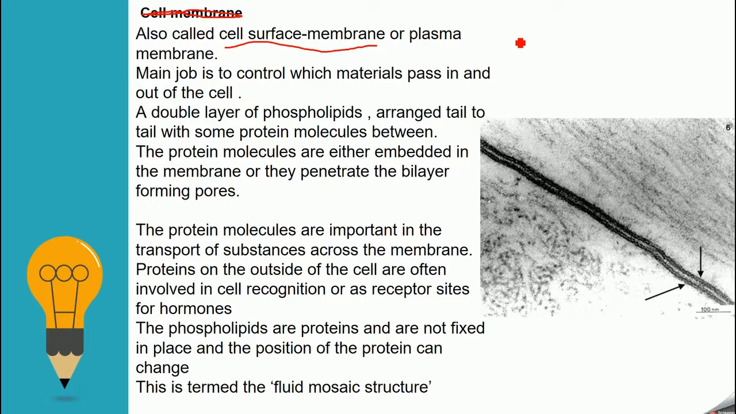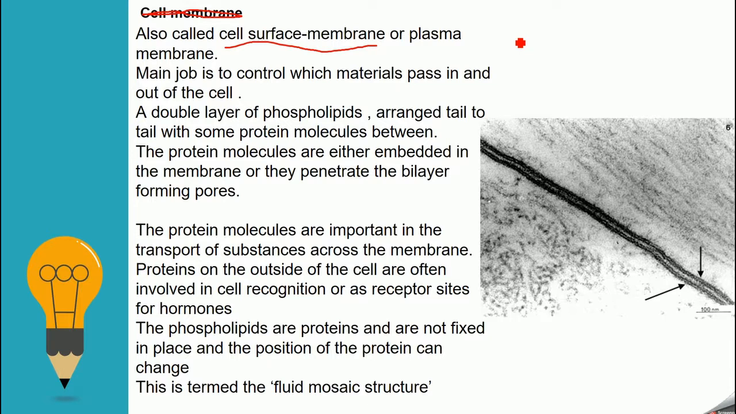Now if you don't understand this right now, don't worry about it. In biochemistry you will go into this in much detail. This is just to explain what the membrane is made of. So right now I've just said that the membrane is made of phospholipids, and so the protein molecules are either embedded in the membrane or they penetrate the bilayer, forming pores. So there are pores in the membrane which allow large molecules, protein molecules, to enter.